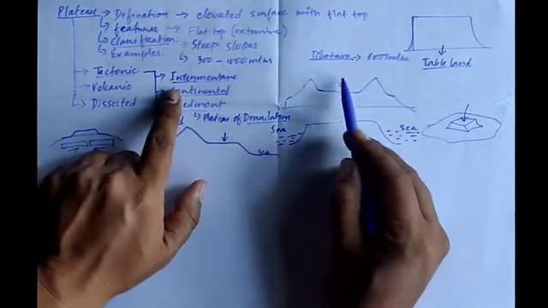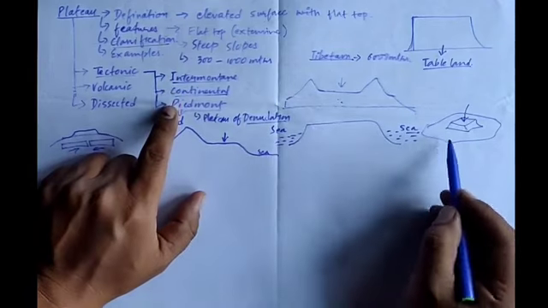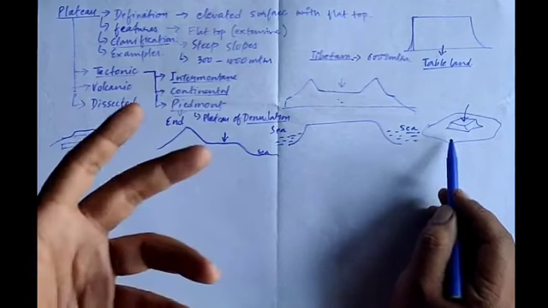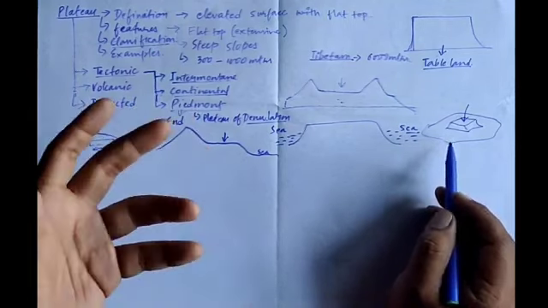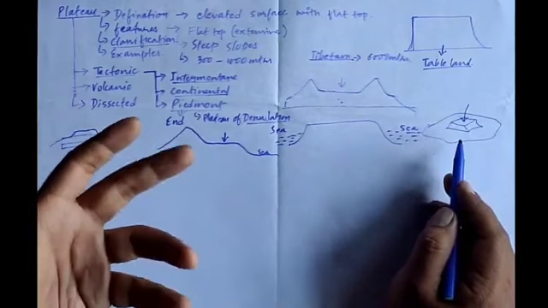Now let's see the examples of intermountain plateau. The Tibetan plateau is an example of intermountain plateau. Continental plateau, okay, like the plateau of South India is a continental plateau. The plateau of Brazil is also an example of continental plateau.